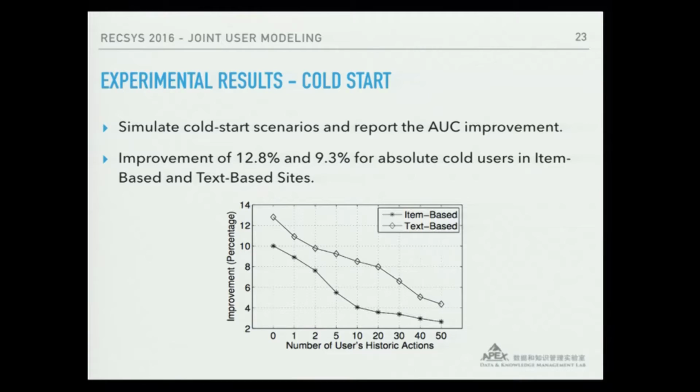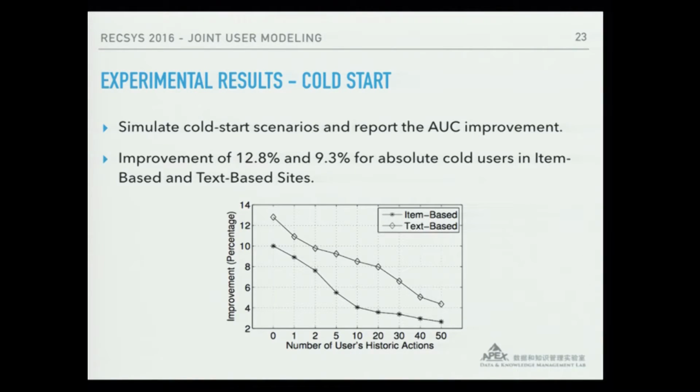Next, we focus on the cold start scenarios. We simulated by limiting the number of actions we use in the training. We show the relative AUC improvement over the users with different number of training actions in the figure. Results on both sides show that the performance improvement is much better when we are dealing with cold users compared to the non-cold users. We achieve a relative improvement of 12.8% for the users with no historic actions in the text-based site and 9.3% in the item-based site. The results indicate that JUMA can successfully leverage cross-site actions to alleviate the cold start problem.